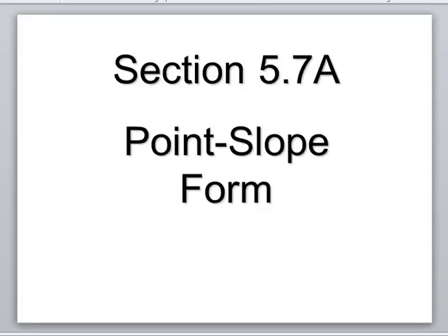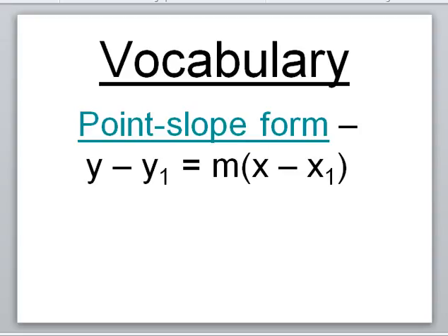Point slope form, this is the next type of form we're going to be talking about. So far we've talked about slope intercept form, y equals mx plus b. We've talked about standard form, ax plus by equals c. And now we're getting ready to talk about point slope form. So point slope form looks like this. It says y minus y sub 1 equals m times x minus x sub 1.